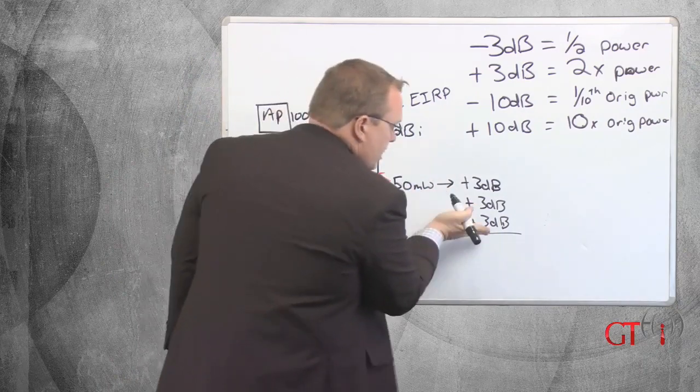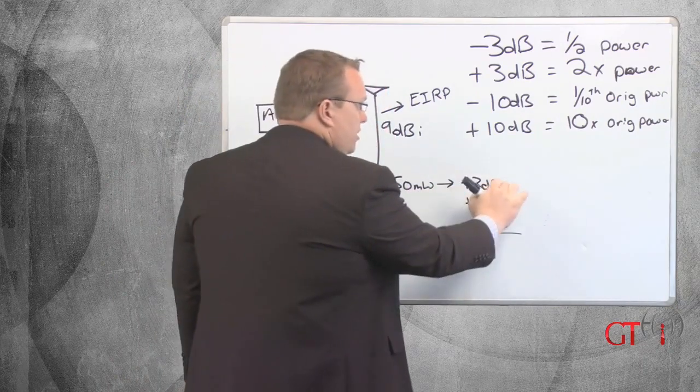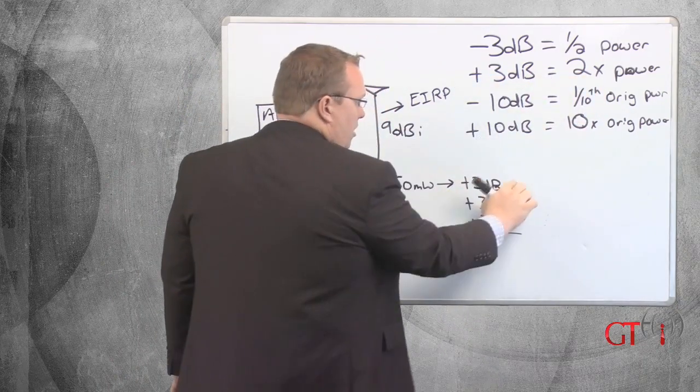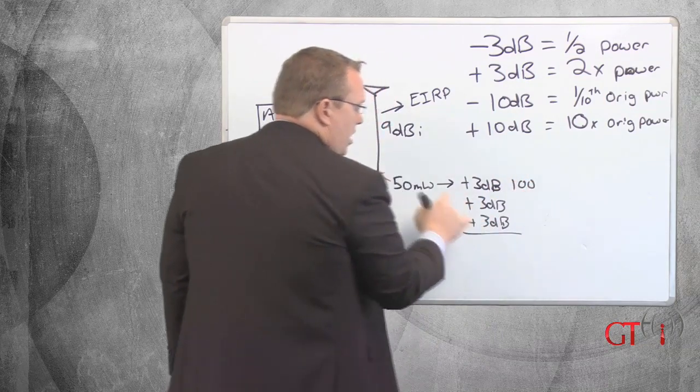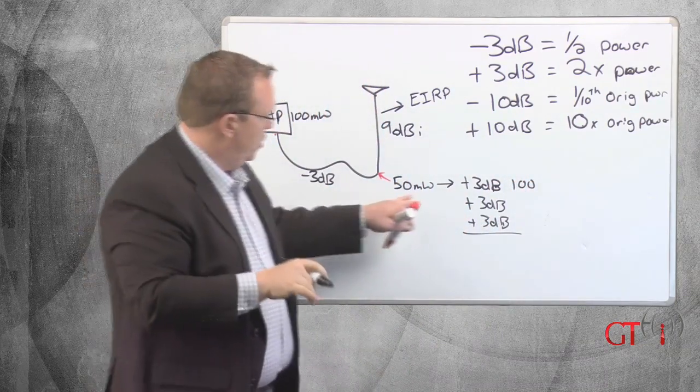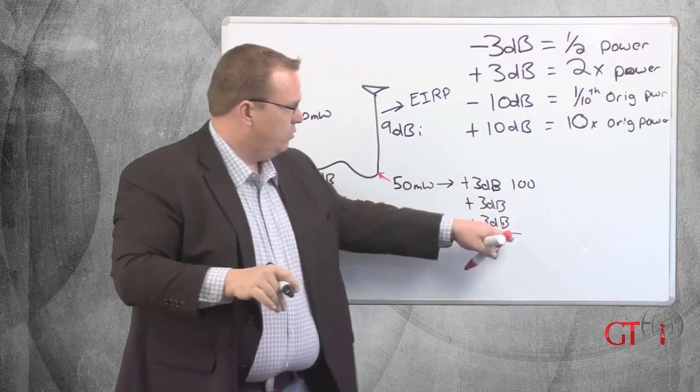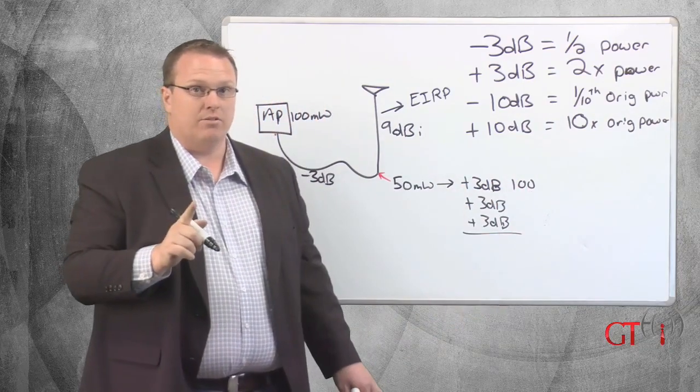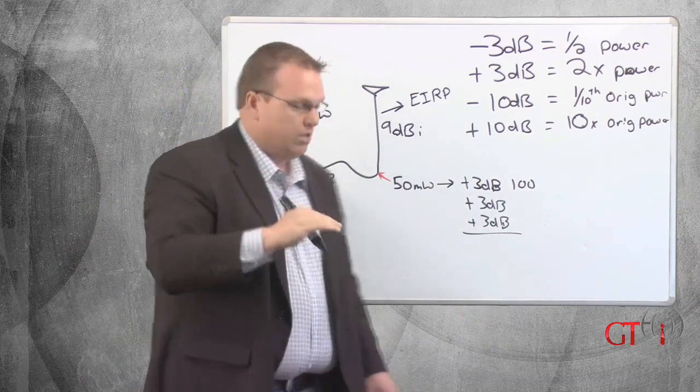don't put the 50 into each one. 50 plus 3 decibels would be double the power. That equals 100, right? You can't do 100, 100, 100, and then add them up. You'll get the wrong answer. They go one into the other.